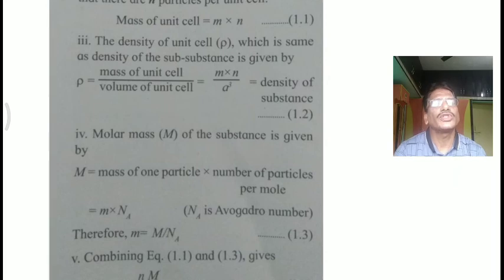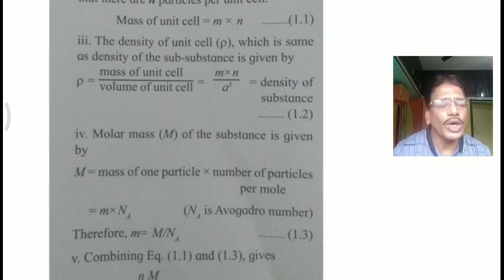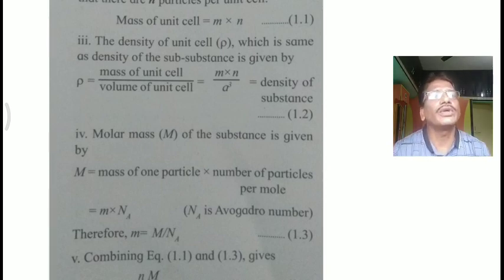So what is meant by Avogadro's number? What is the value of Na? Na is equal to 6.022 into 10 raised to 23 particles. That means if we take 1 mole of any gas at STP, then it contains 6.022 into 10 raised to 23 particles. That is the value of Na, and it is also called Avogadro's number.